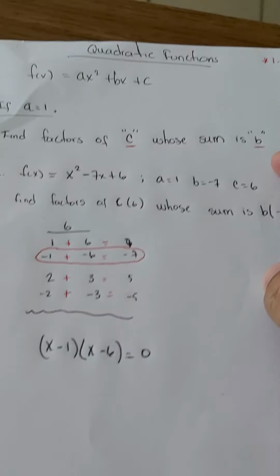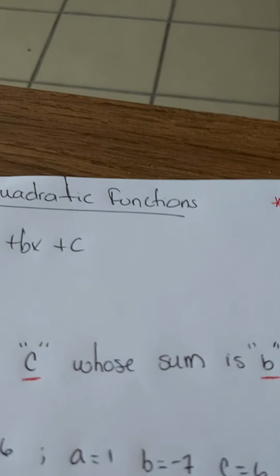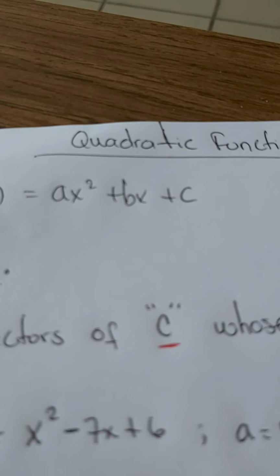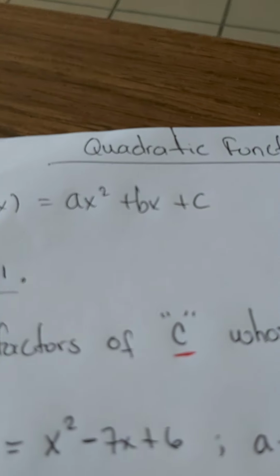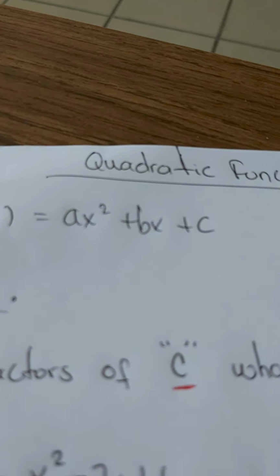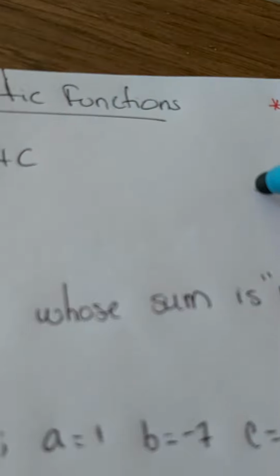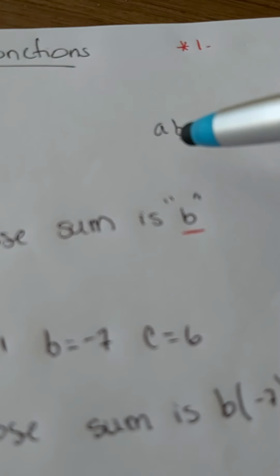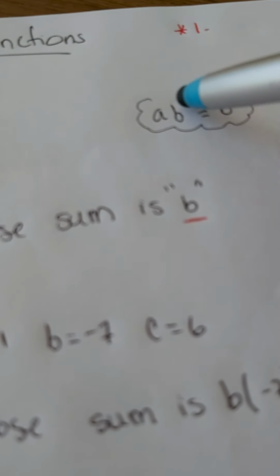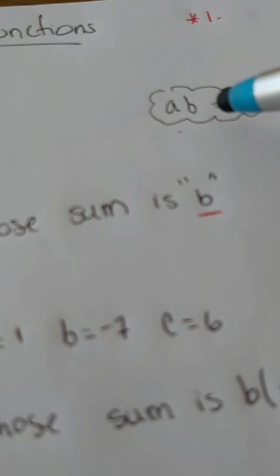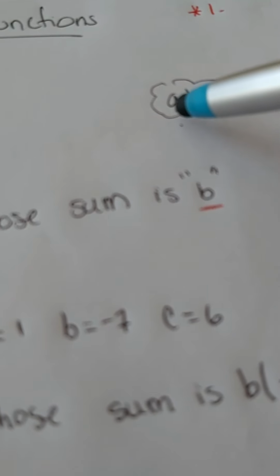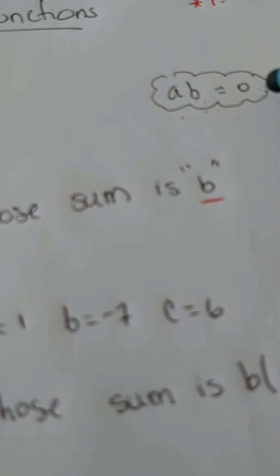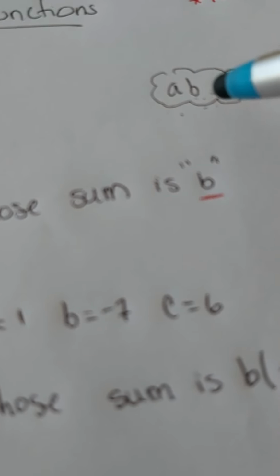So to factorize means to find two numbers, two factors, whose product is equal to 0. So when they ask us to find the zeros of the function by factoring, they're telling us to find two factors, a times b, which is equal to 0. Okay? This means a equals 0 or b equals 0, because if a equals 0, 0 times b is 0. If b equals 0, a times 0 is 0. Or both a and b are equal to 0.